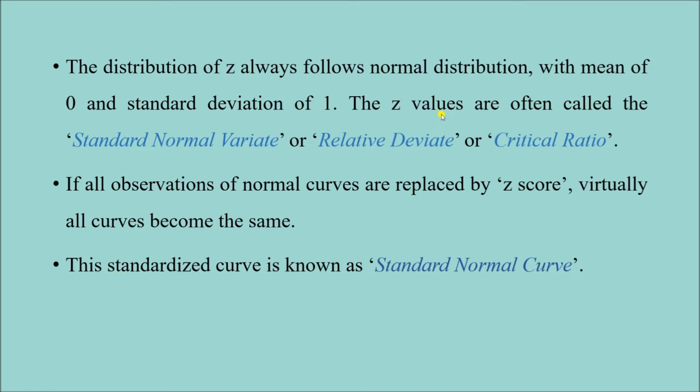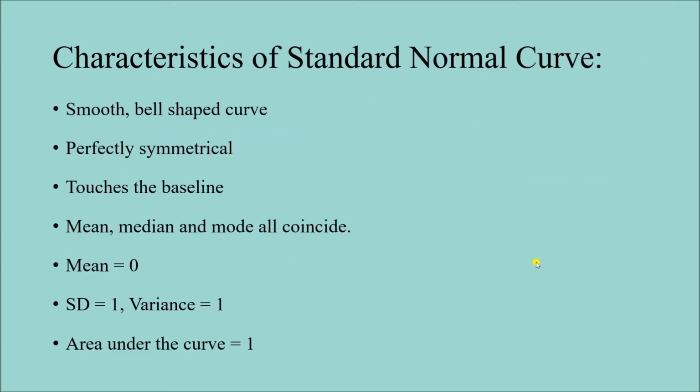These z values that we have calculated are also known as standard normal variate or relative deviate or critical ratio. So if you ever come across these terminologies, standard normal variate, relative deviate or critical ratio, you understand that we are talking about z values. So this part we already said, if we replace all the observations of normal curve with a z score, so rather than using the body weight itself, we are using the z score for the body weight, then it becomes standard normal curve.